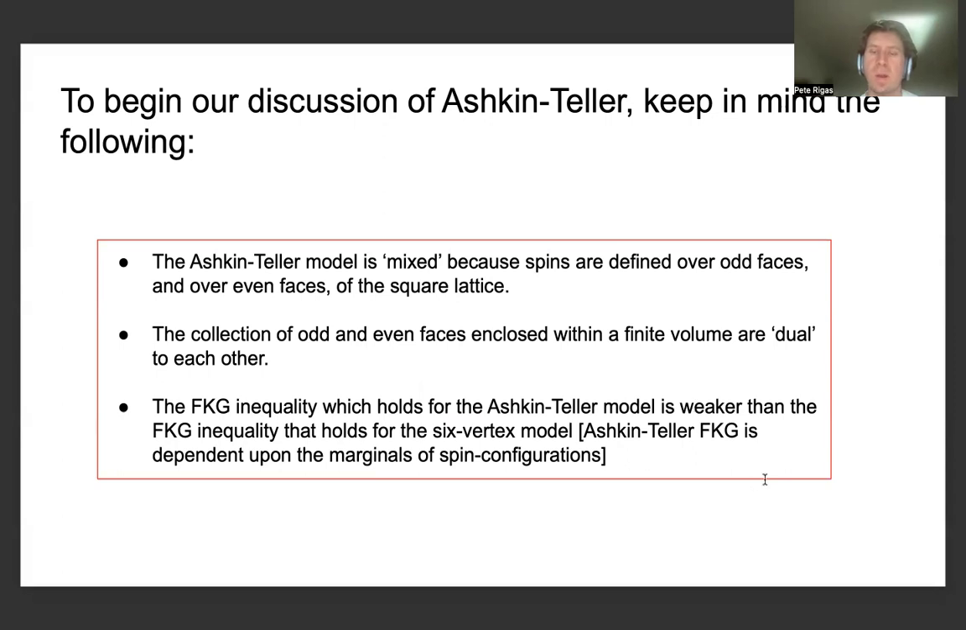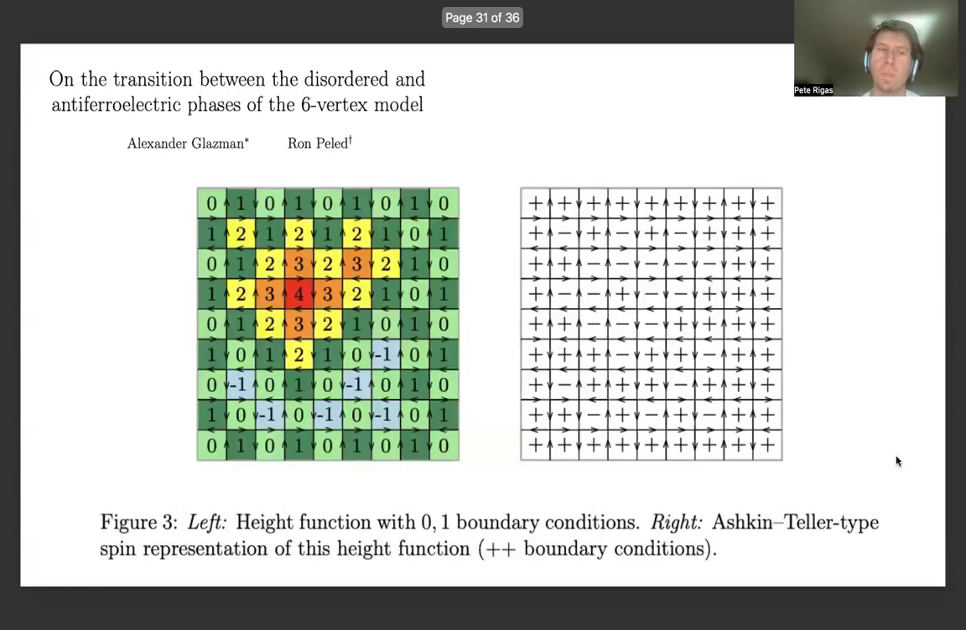So we have to encode the boundary conditions, which influences the random geometry that we sample from the Ashkin-Teller sample space a little bit differently, because we have to make different use of a weaker notion of the FKG inequality in comparison to the FKG inequality for the six vertex model under flat and slope boundary conditions.